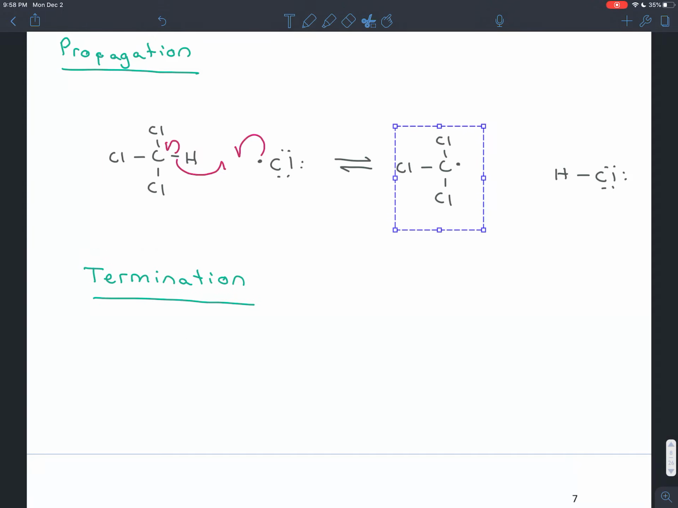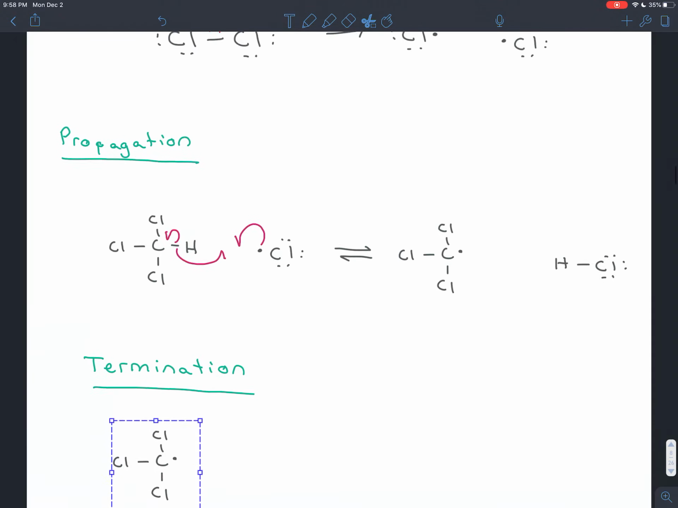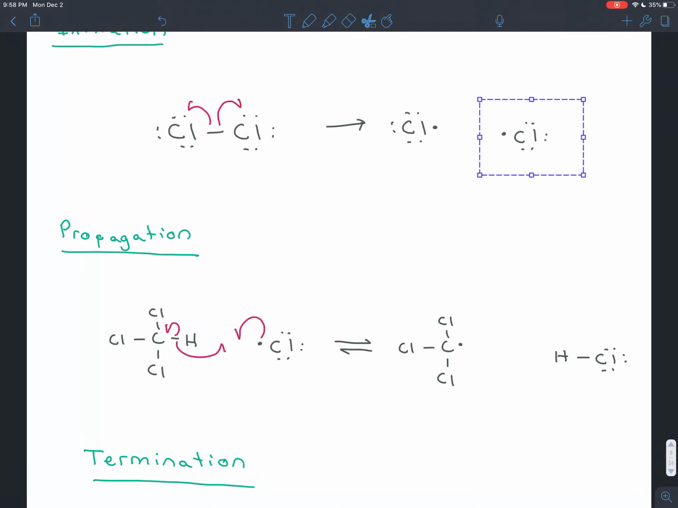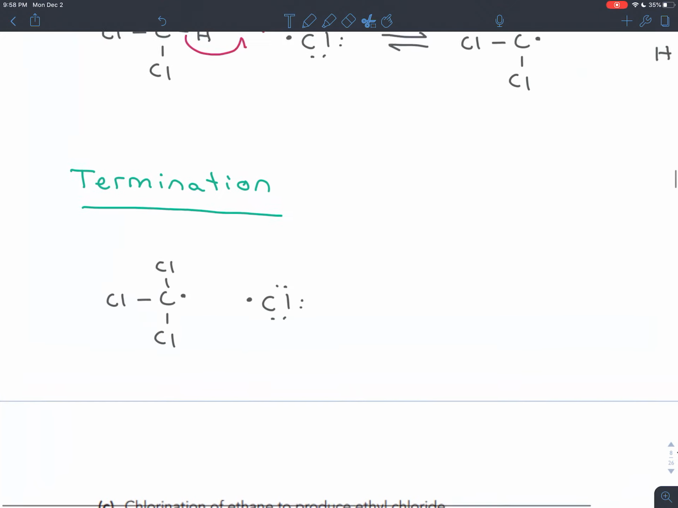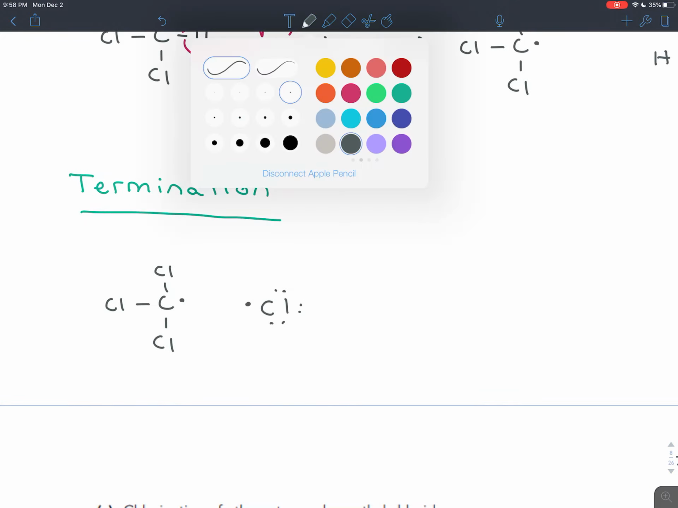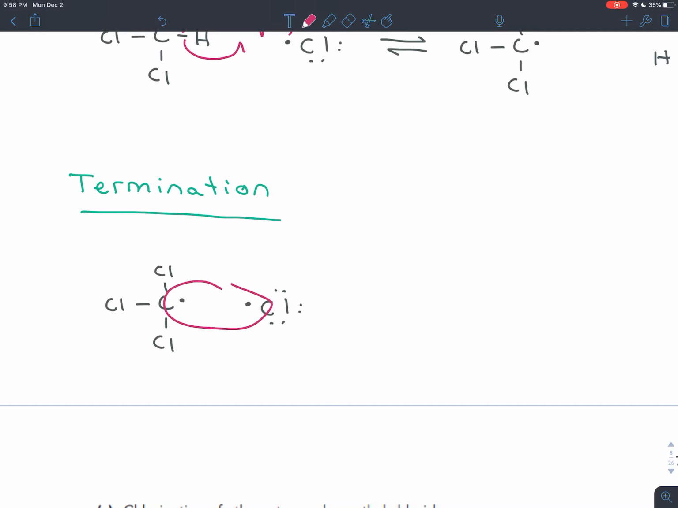Now, the end. This carbon radical will pair up with the second chlorine radical that we formed. And the two radicals will stabilize each other. They'll each donate one unpaired, very reactive electron. They'll pair up, and then you won't have radicals anymore. So the radical reaction will terminate. The carbon radical will donate its one electron.